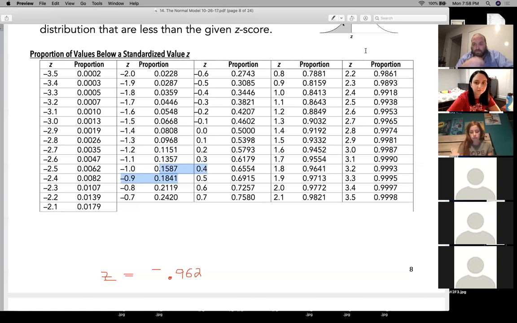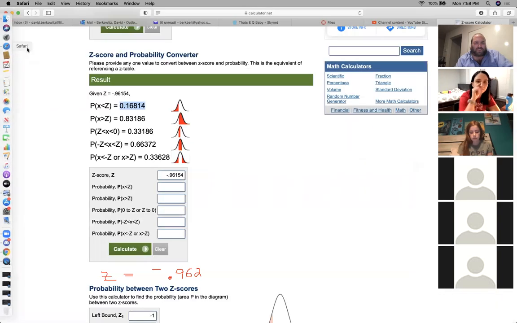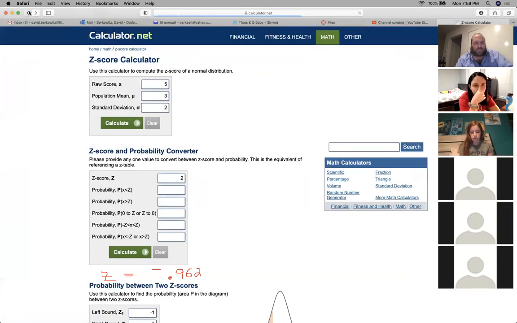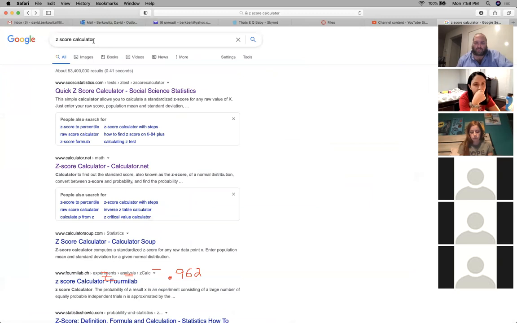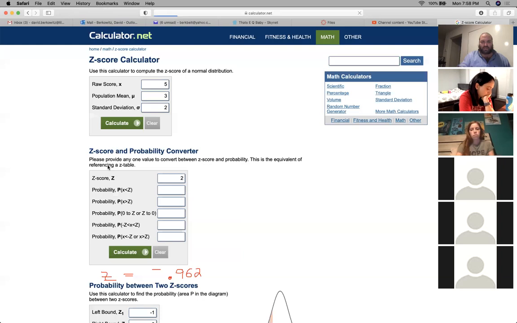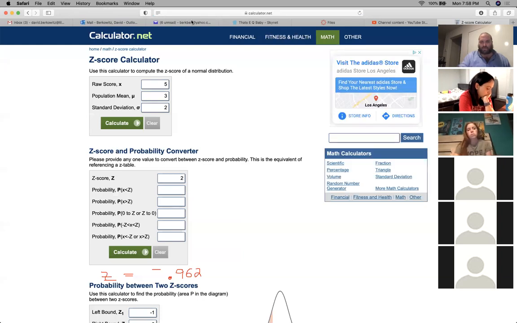Professor, can you put the link for the website you were on in the chat? I just did a Google search, Z-score calculator. You know, again, there's no one that's better than all others, so I just picked one at random. The first one that I picked didn't work, so I had to pick a second one. But this one, Z-score calculator, calculator.net, seems to be the one that worked.